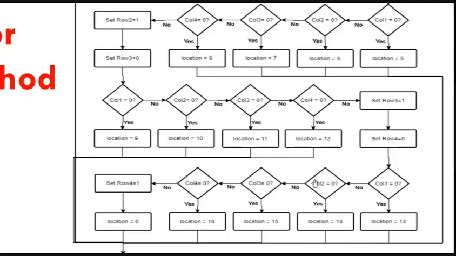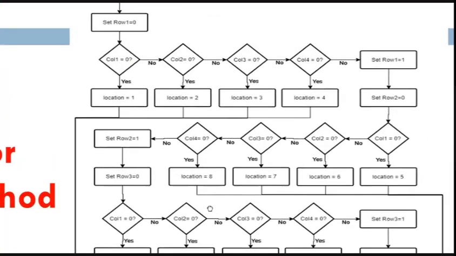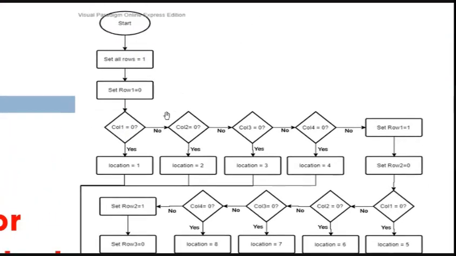Do the same thing. Repeat the whole process. Check for each column. And then after that, if still no key is pressed, this means that you repeat the whole process. Go back to row 1.